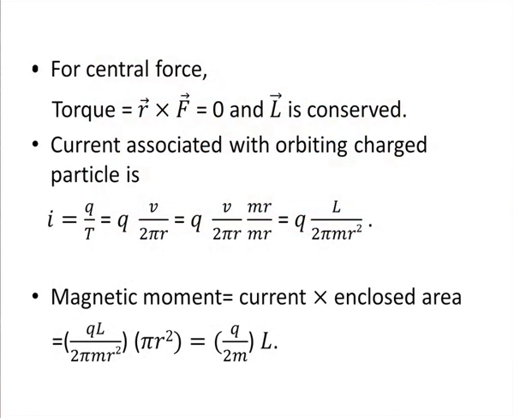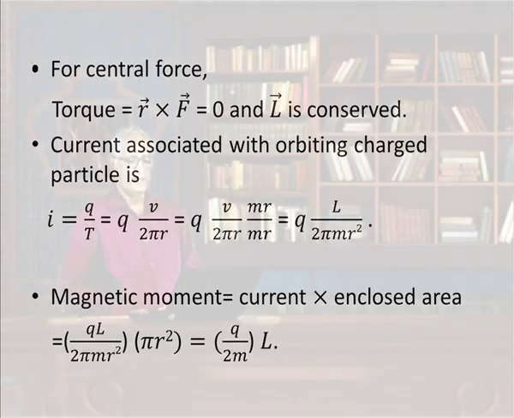Now, for central force, torque is r cross F is 0 and L is conserved, and the current associated with the orbiting charged particle is I is equal to q over T, and then you can easily see that it is proportional to L, and now you define magnetic moment as current times enclosed area. So, this is q by 2m into L. This is a very important result, that the magnetic moment associated with a charged particle is proportional to the orbital angular momentum.